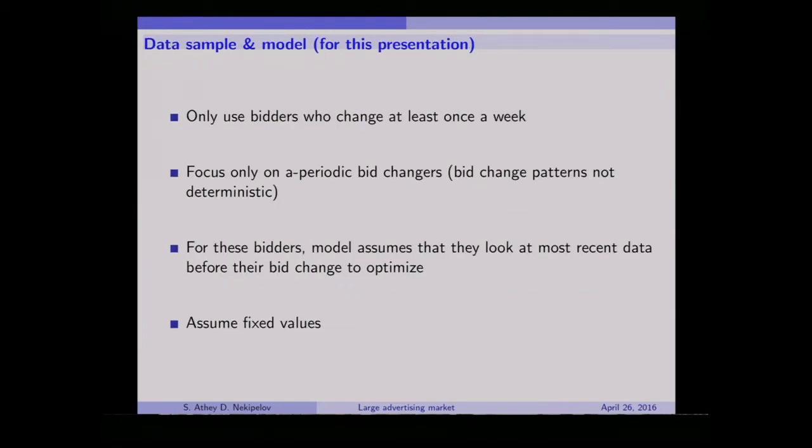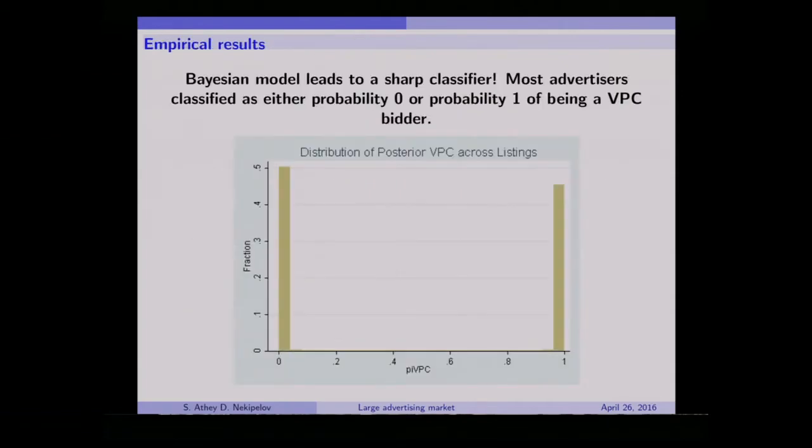In what I'm showing today, I'm only going to use bidders who change frequently and who don't do it like every Monday, so that I can sort of say that it looks like they're actually being optimal about what they're doing. And I'm going to assume that they look at the most recent data when they change their bid. So the idea is they're monitoring, and then, oops, it looked like the world changed. I'm going to log in and change my bid.